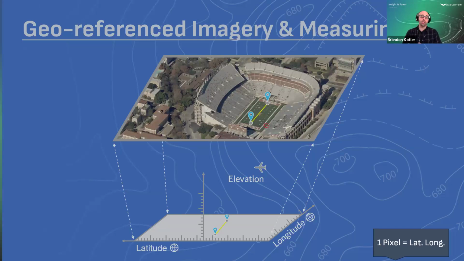So when we're referring to geo-referenced imagery, basically what that means is that for every single pixel of imagery that we engage with as an end user, every single pixel has been attributed a lat, long, and elevation data point. Those coordinates are attributed to each pixel of data. So that's going to result in two helpful things.